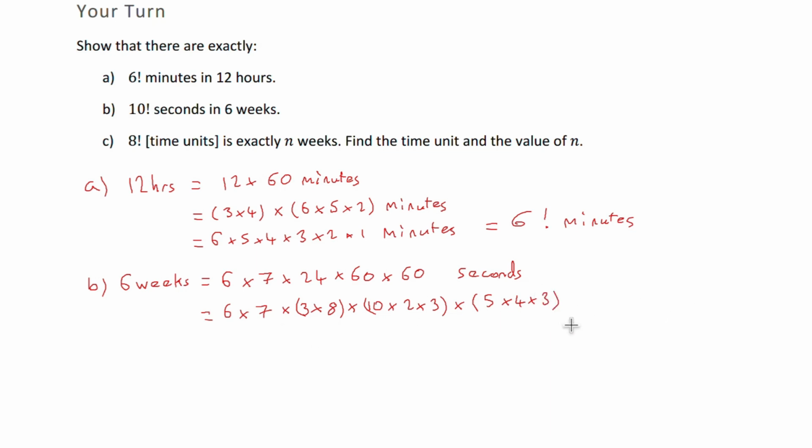I've got extra 3's here. But if we have a look at this, I've got the 10. I haven't got the 9, so I'll leave that gap for now. I've got the 8. I've got the 7. I've got the 6. I've got the 5. I've got the 4. I've got the 3. I've got the 2 and the 1 that's not written. But where does the 9 come from? Well, the 9 comes from the fact that I've used one of these 3's. This 3 here is that one. But I have 2 spare 3's, and 2 spare 3's give me the missing 9. So this is equal to 10 factorial seconds. So 10 factorial seconds is exactly, to the second, 6 weeks.